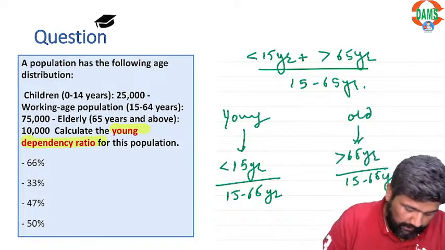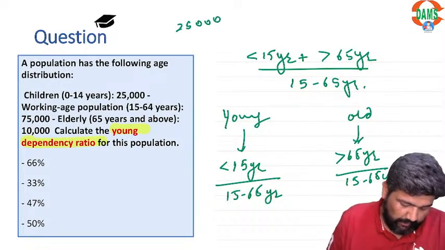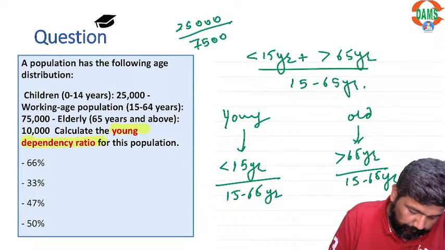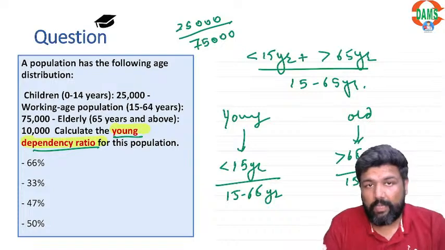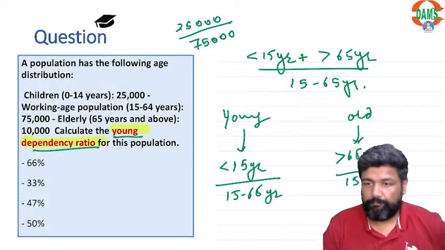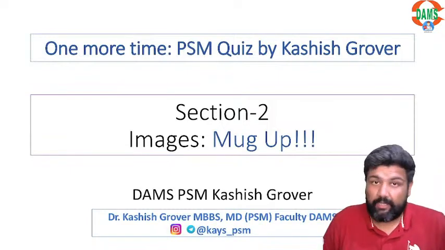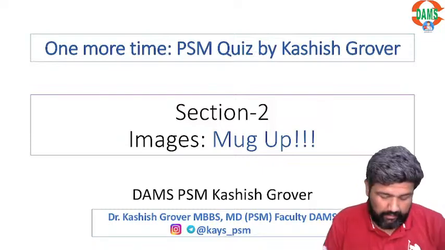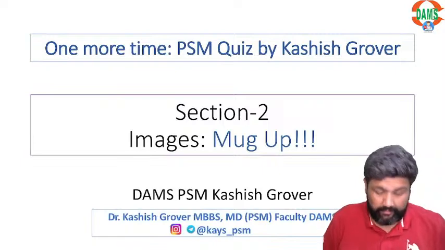Now, in this question, how many children? 25,000. And what about the working age group? 75,000. They're asking about young dependency ratio. Good beta. Is it 25,000? Yes, 25,000. So we are done with the question discussion.